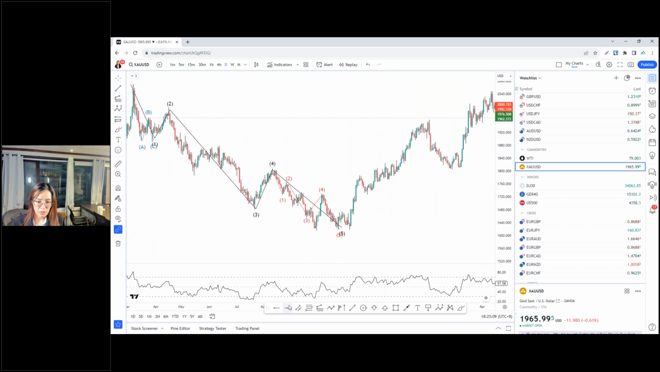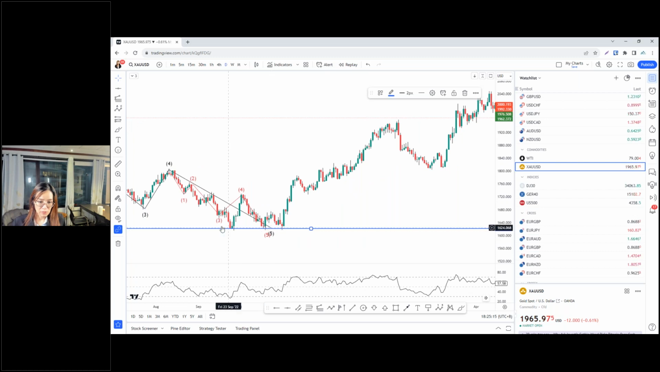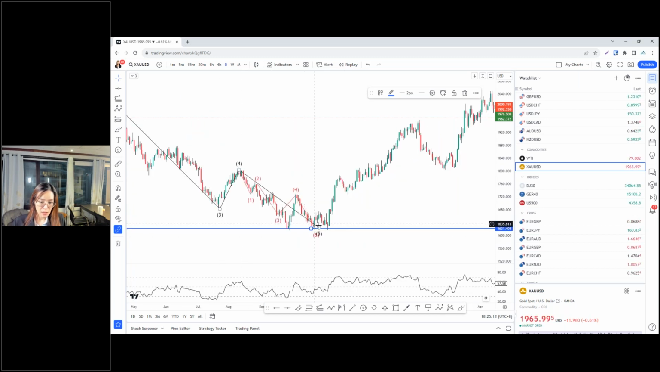And of course, I know that price has rejection at this level, the support level, three times. They make a triple bottom here in daily. Okay, that's why price moves up.